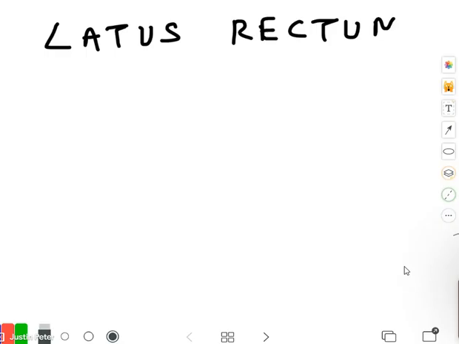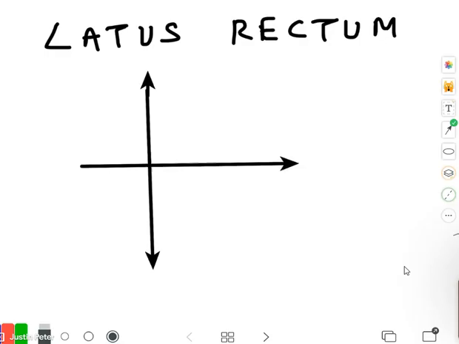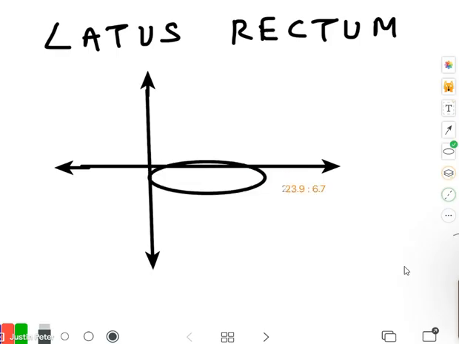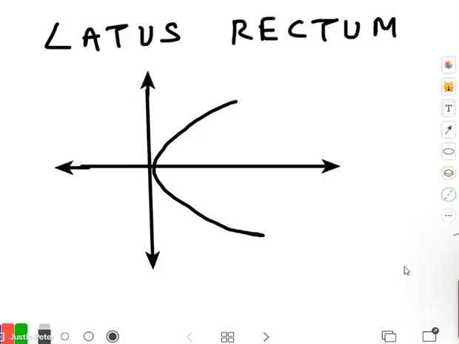Okay, so here you see, look at it. This is our focus. Okay.